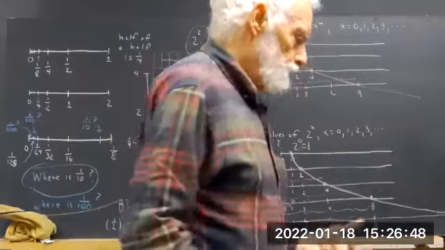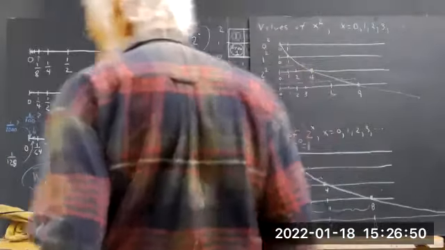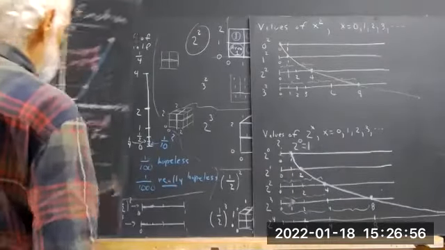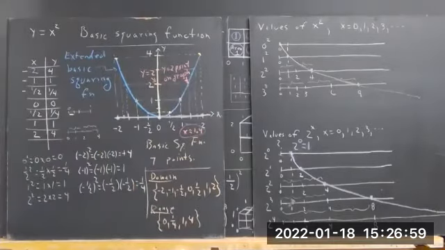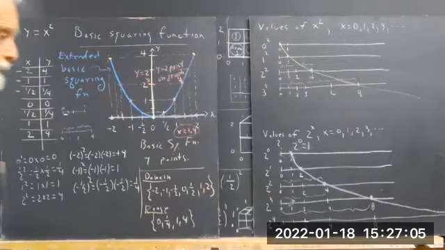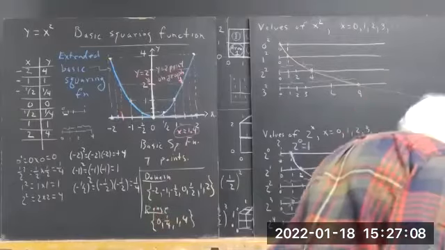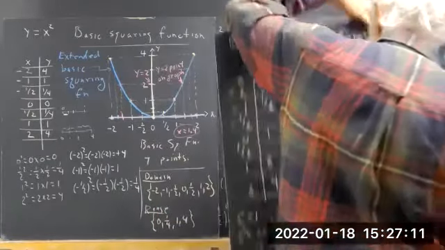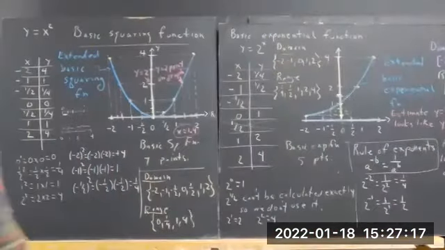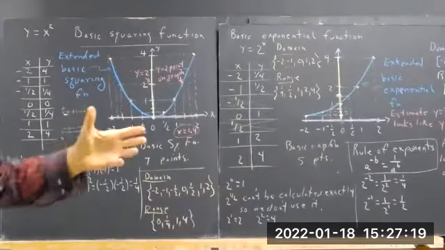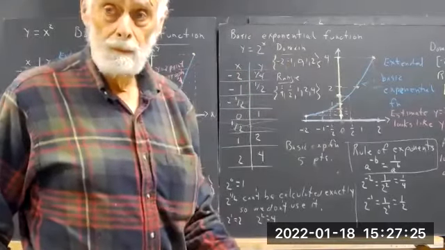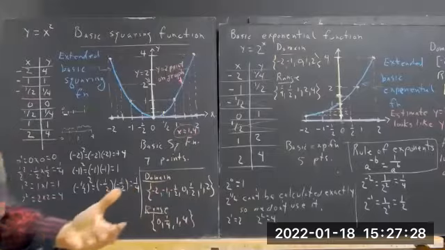Now we move on to the definitions of what I call the basic functions. Now, where's my first one? And that would be the basic squaring function, which I contrast with the basic cubing function. So I want to put that one up here to make sure that we can see what we need to say. The basic squaring function is just y equals x squared, the thing we just saw. And the basic exponential function is y equals 2 to the x, the other thing we just saw.